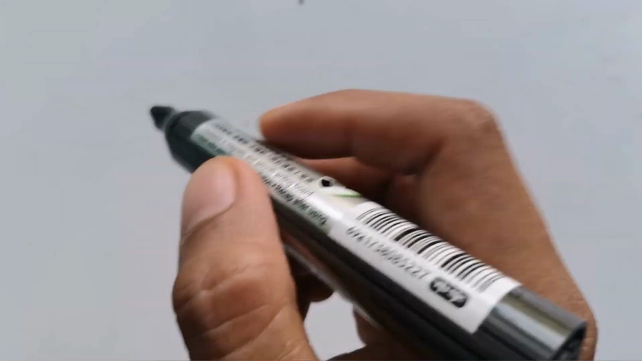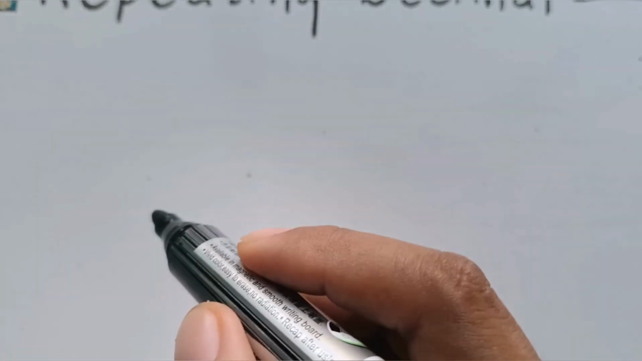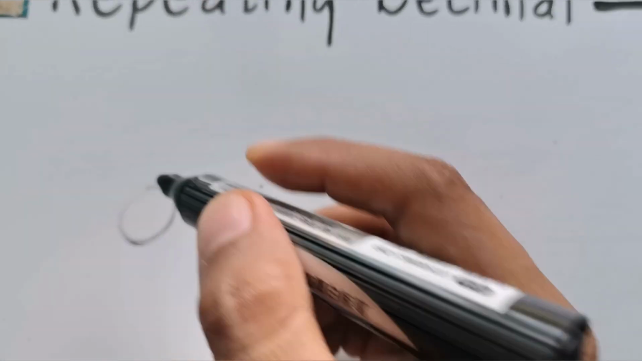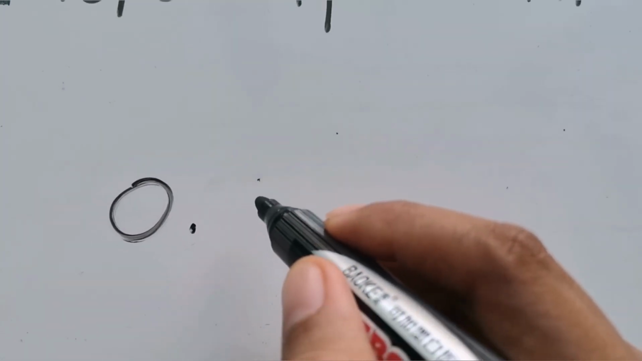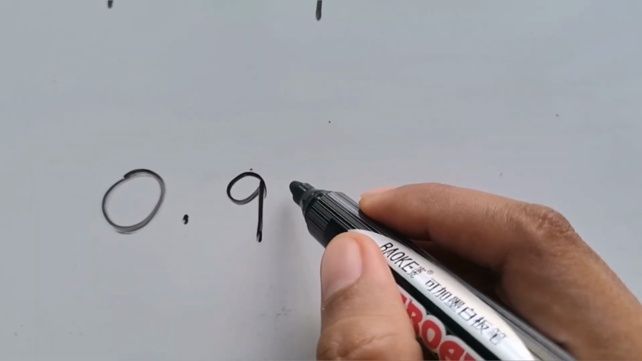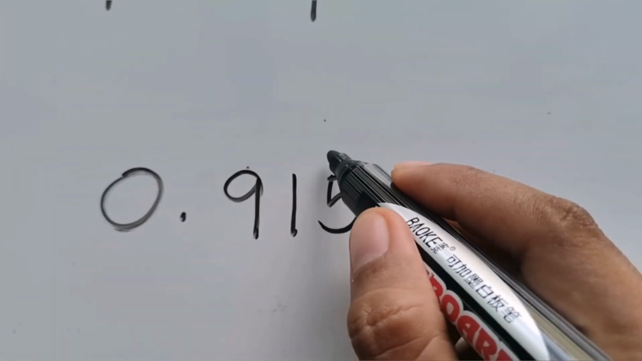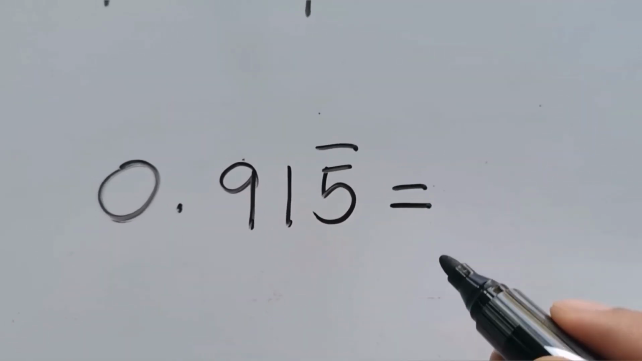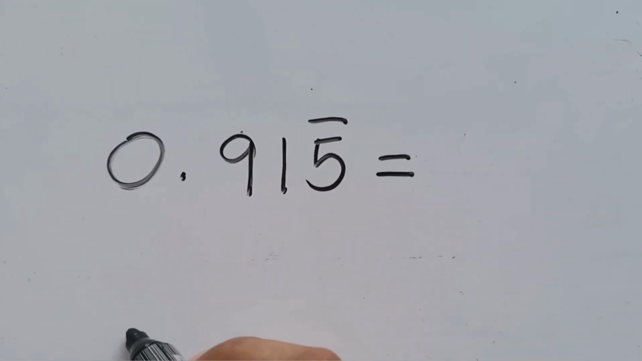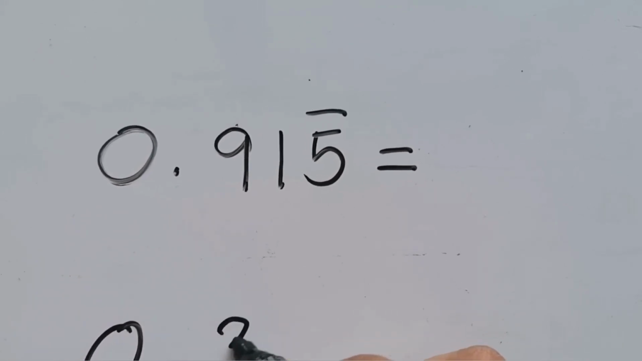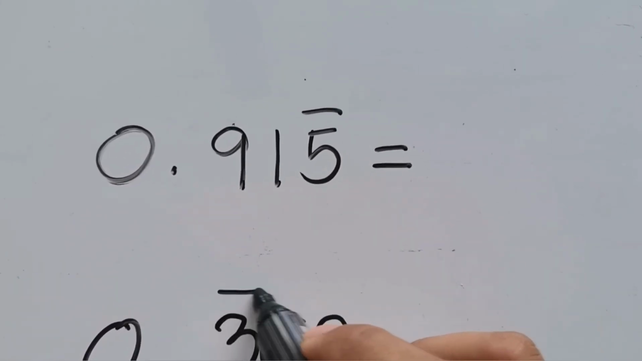Okay, now I will let you do this on your own. I mean, solve this one. Try this in your notebook. 0.915 is the repeating number. And then the second one, try this one, 0.309 repeating.